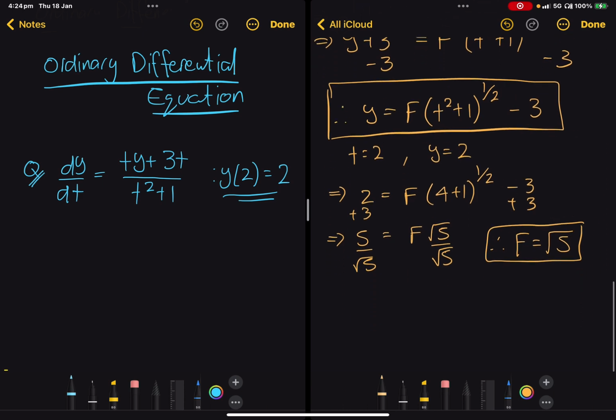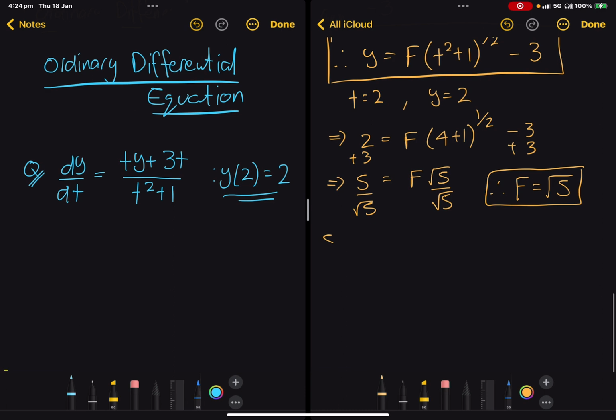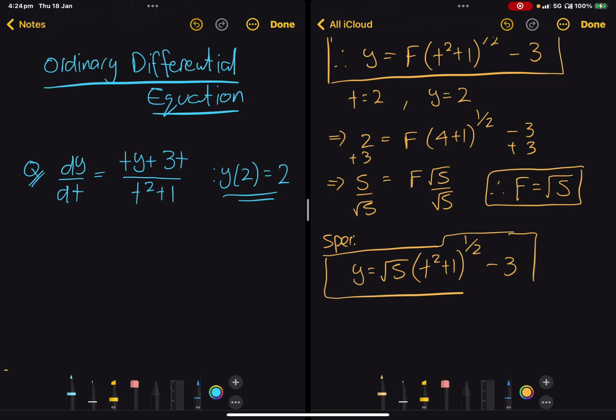And so this means this was our general solution. Our specific solution is going to be y equals the square root of 5 times (t squared plus 1) to the half, minus 3. And so we first found the general solution. We then found the specific solution by using the initial condition.